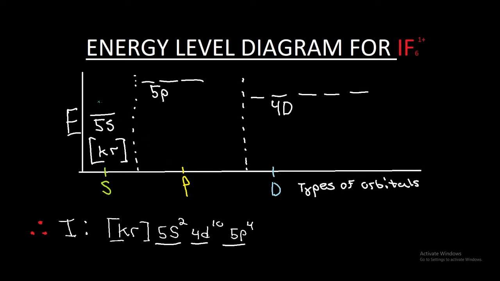So now we can begin to fill out these orbitals. We have 5s2, 2 electrons. First one spins up, second one spins down. 4d10, 10 electrons within the d orbital. And 5p4, 4 electrons within the p orbital.